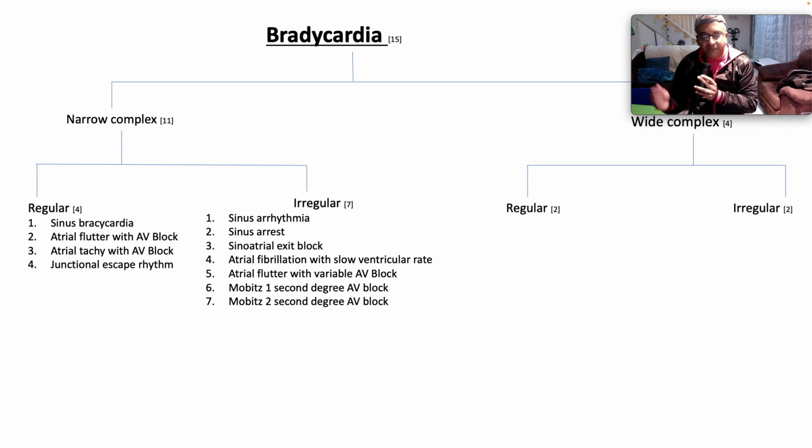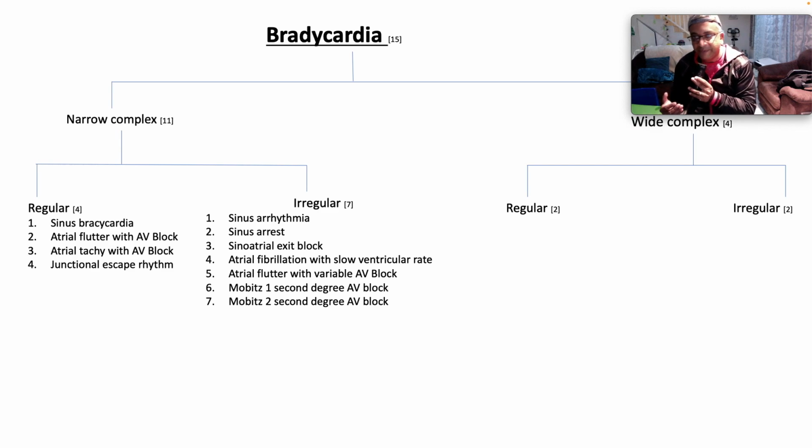Irregular narrow complex bradycardia: sinus arrhythmia, which is variation in heart rate with respiration, but it comes out as brady. Sinus arrest, sinoatrial exit block. Then atrial fibrillation with a slow ventricular rate: you've got absent P waves, an irregular pulse, and irregular QRS complexes. Number 5 is atrial flutter with variable AV block. And then we get the two brothers of second degree AV block, Mobitz type 1, which is Wenckebach, and Mobitz type 2.